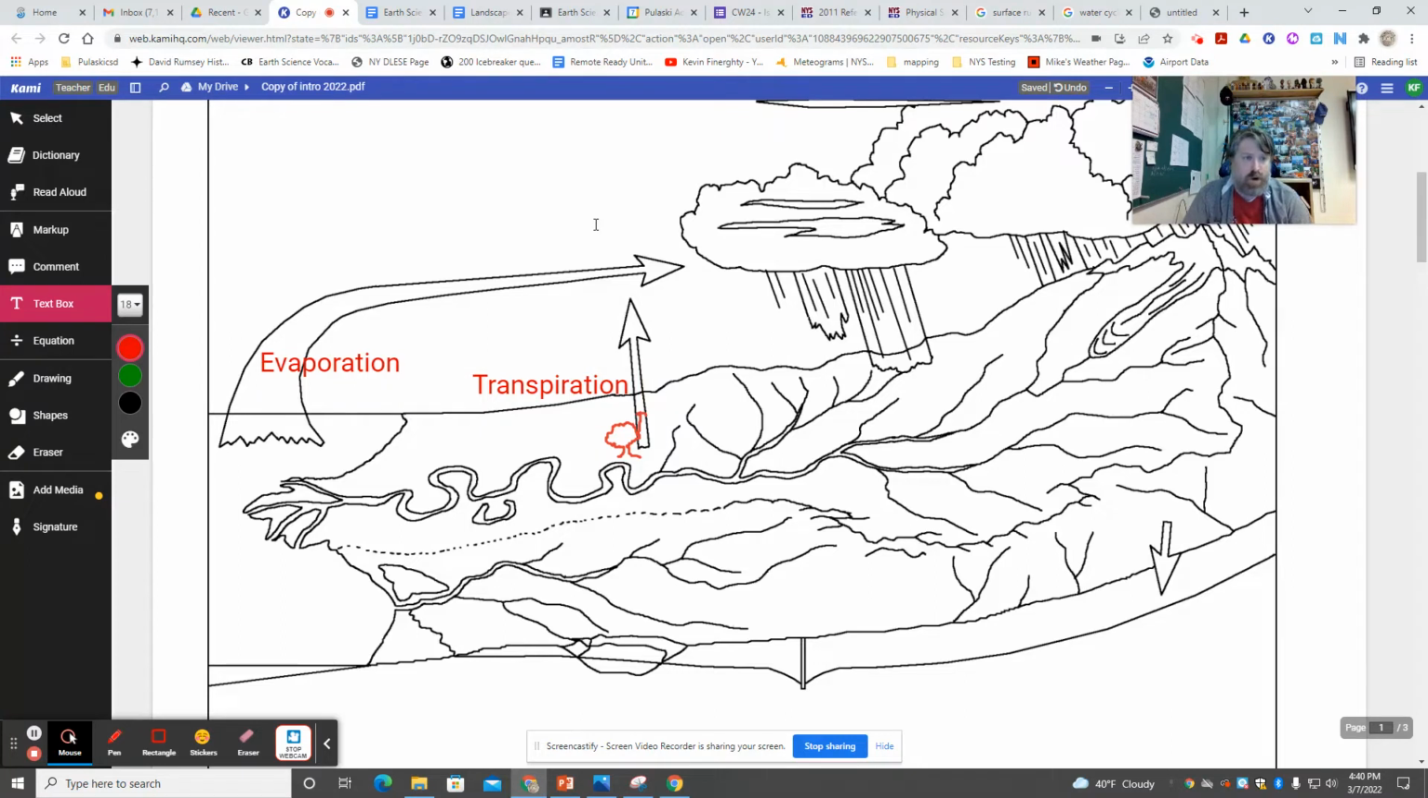Off of the surface of a water or a puddle, whatever, is evaporation. You can slap those together and make a combo word called evapotranspiration, which would be all the water that goes from liquid to a gas. We'll keep them distinct for now.